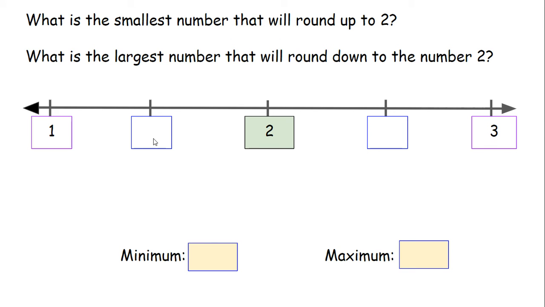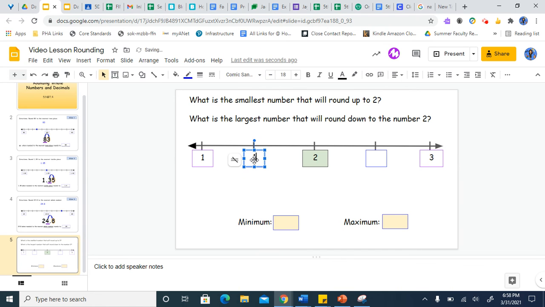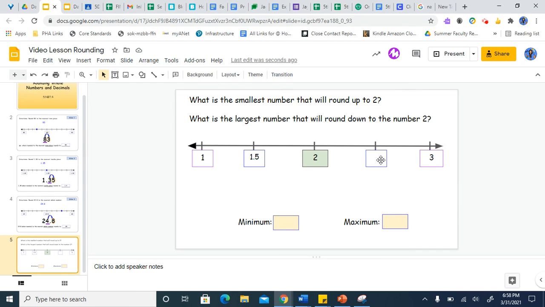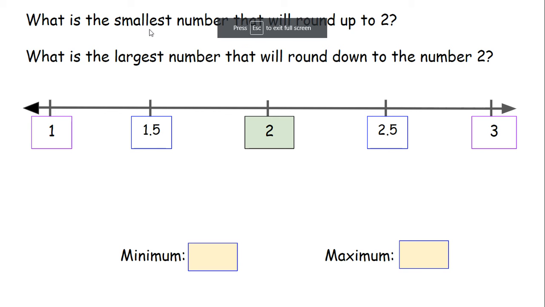Now let's label the midpoints. Halfway between 1 and 2 is 1 and 5/10. Halfway between 2 and 3 is 2 and 5/10. Let's start by finding the smallest number that will round up to 2. Well, if we look at our midpoint, that's always a good place to start. We know that 1 and 5/10, because the 5 in the tenths place falls into the category of 5 or more, is going to make our number round up to 2.